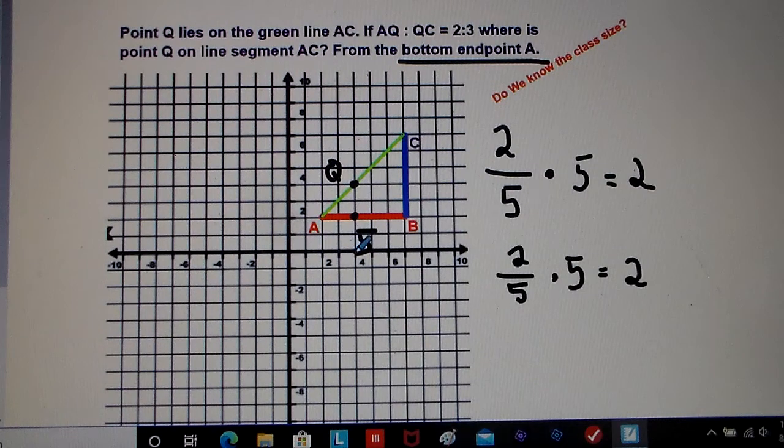It's a total of 4 to the right and 4 up. So the coordinates are 4, -4.